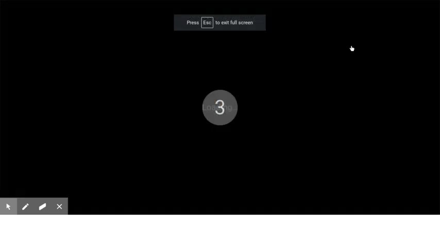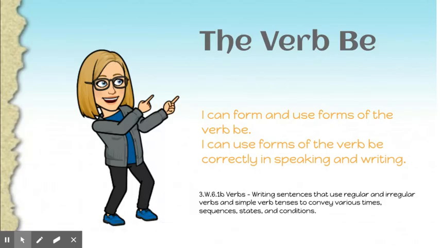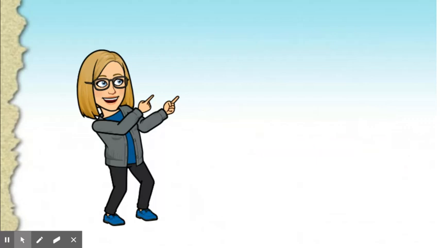Hey guys, so today we are going to be looking at the verb be. And remember, we've talked about verbs in the past, and the verb is the action in the sentence. So this one's a little bit tricky. The verb be can be used in a couple different forms. So our goal for today is I can form and use forms of the word be, and I can use forms of the word be correctly in our speaking and our writing.